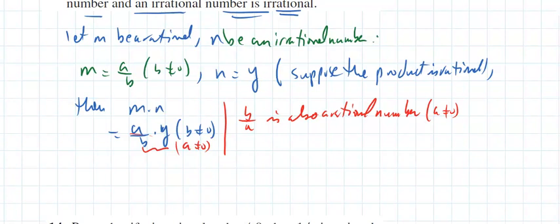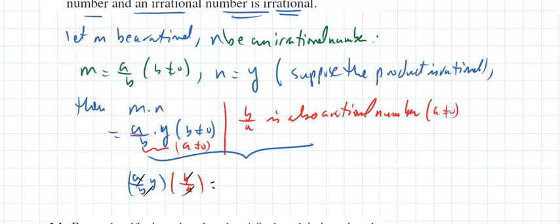Now if I take a over b times y and multiply it by b over a, we just did this. If you multiply two rational numbers, you're going to get a y. But isn't y irrational? So isn't this a contradiction?